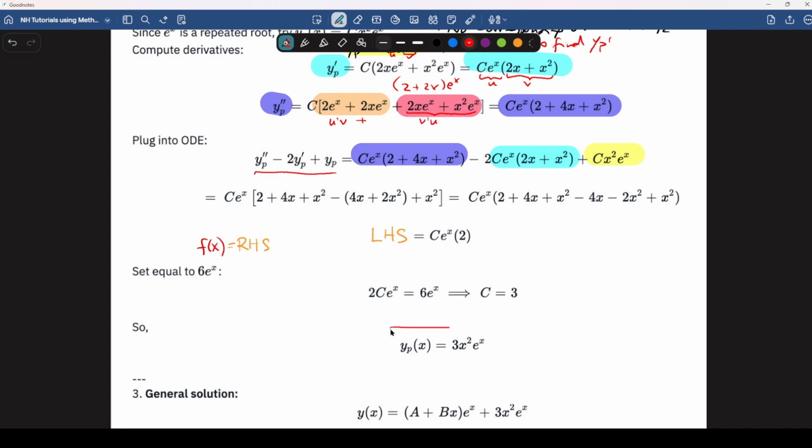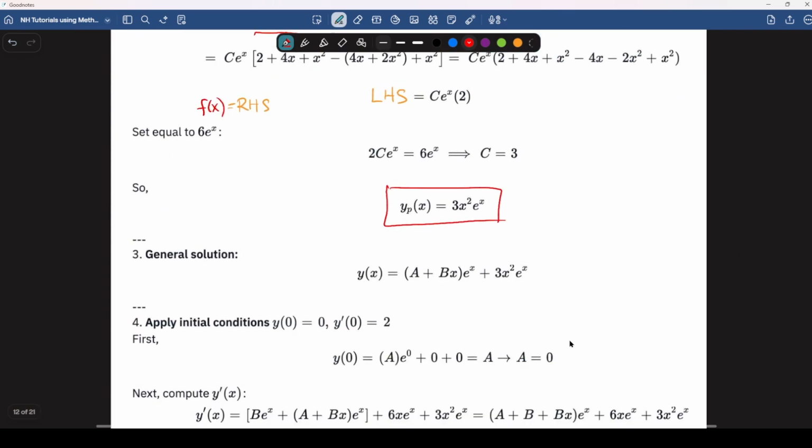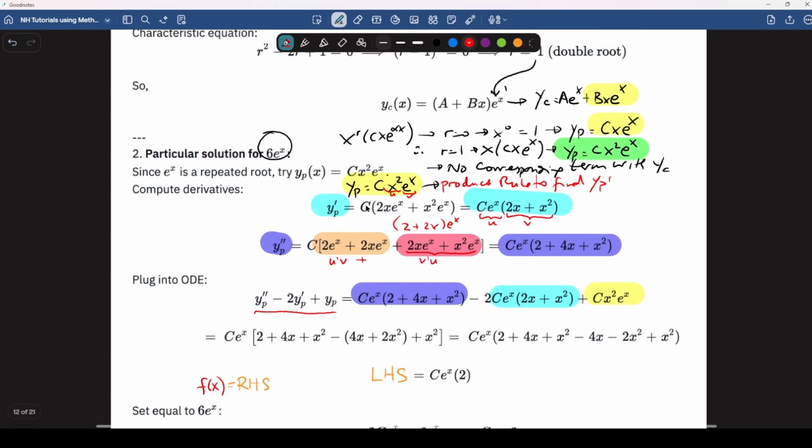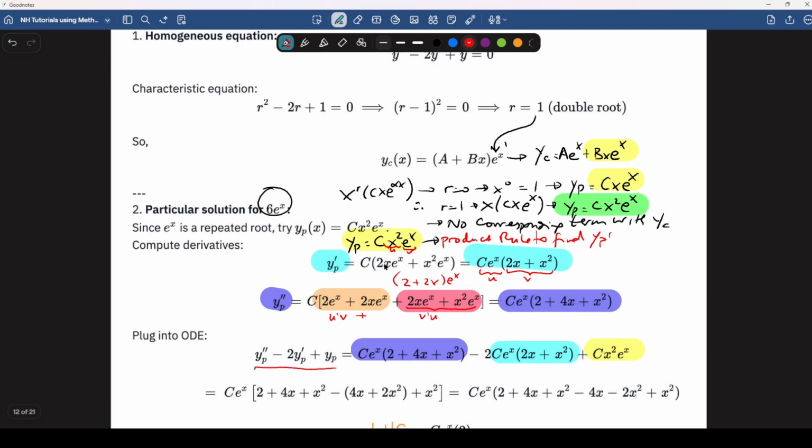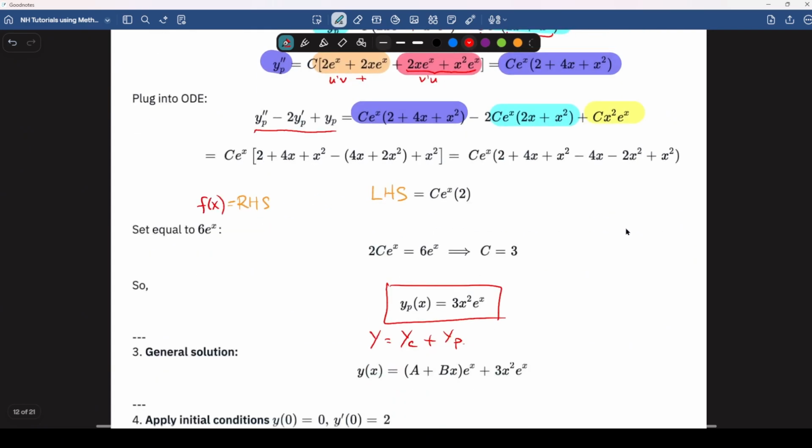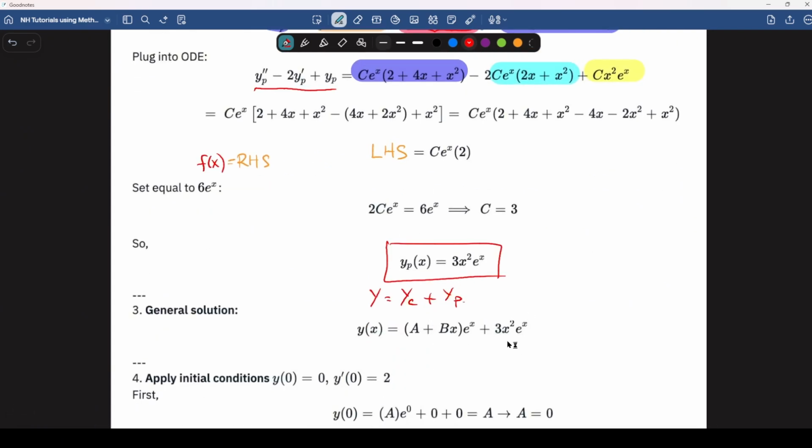So that is then the overall yp. This is a particular solution. And as before, the general solution will consist of yc plus yp. We already worked out yc to be a plus bx, times e to the power of x, which is over here. This is our yc, maybe in yellow color: a times e to the x plus bx e to the x, in the compacted form.